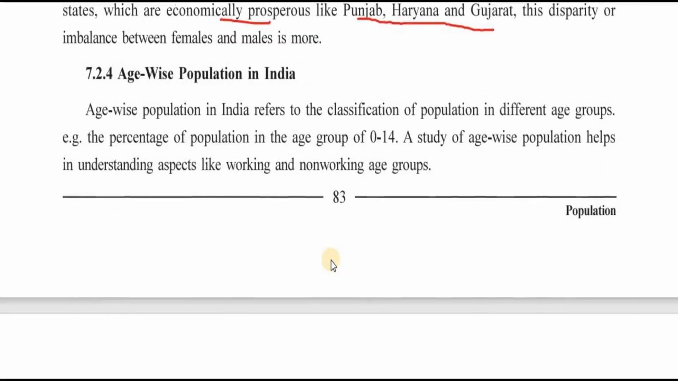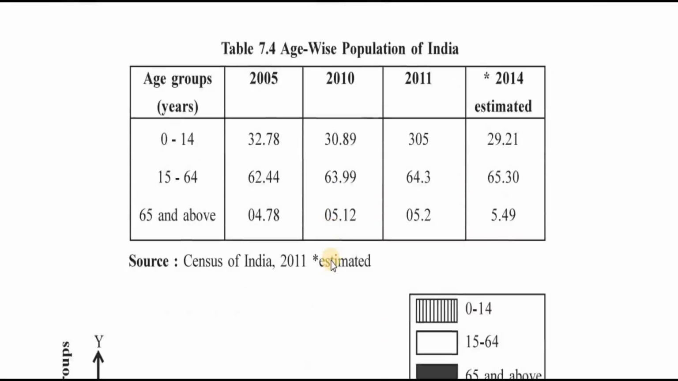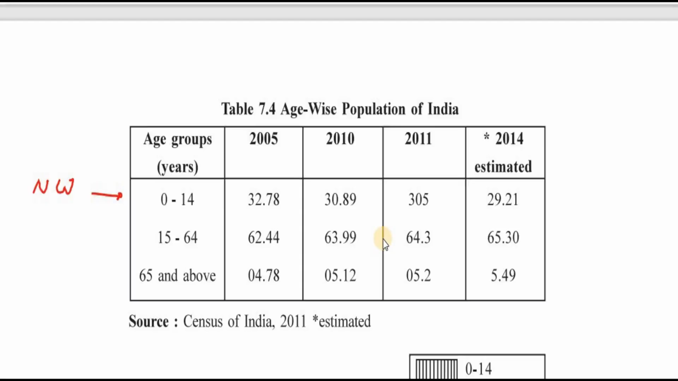Now, let's do one more topic: the age-wise breakup. Age-wise breakup divides our population into different categories, like 0 to 14, the student population, then the working population, and the non-working age groups. So we can generally divide into three categories: 0 to 14, which is non-working; then the age group of 15 to 64, that is the working age group; and 65 and above, the non-working age group. You see, in India, we are in a very strong position here.